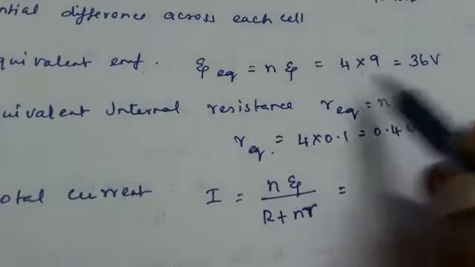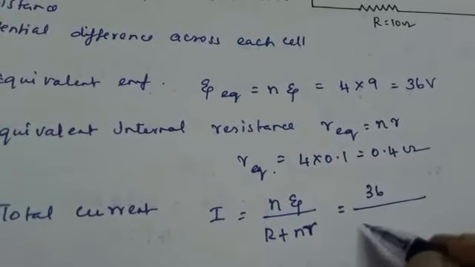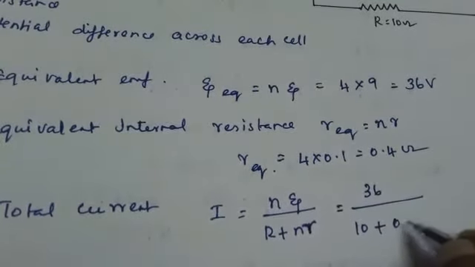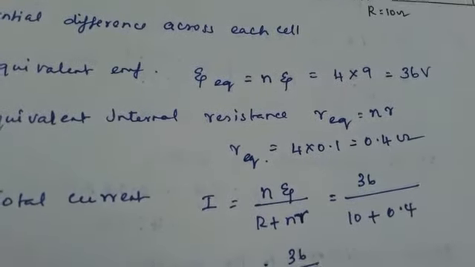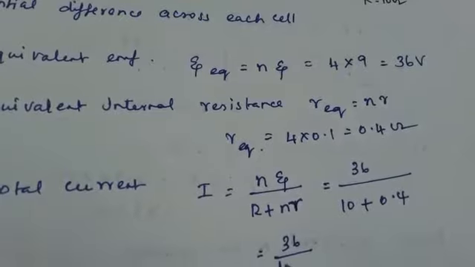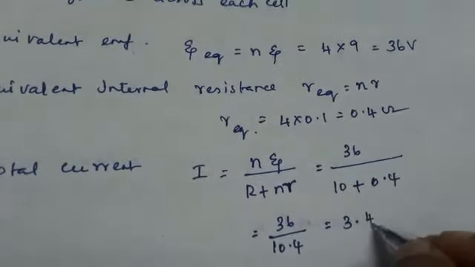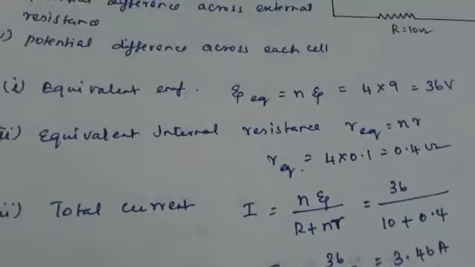So it is N psi. The N psi value we already calculated, that is 36, divided by the R value in the problem, which is 10, plus the NR value we have also calculated, that is 0.4. Now this can be written as 36 by 10.4. This comes to 3.46 ampere. This is your total current.